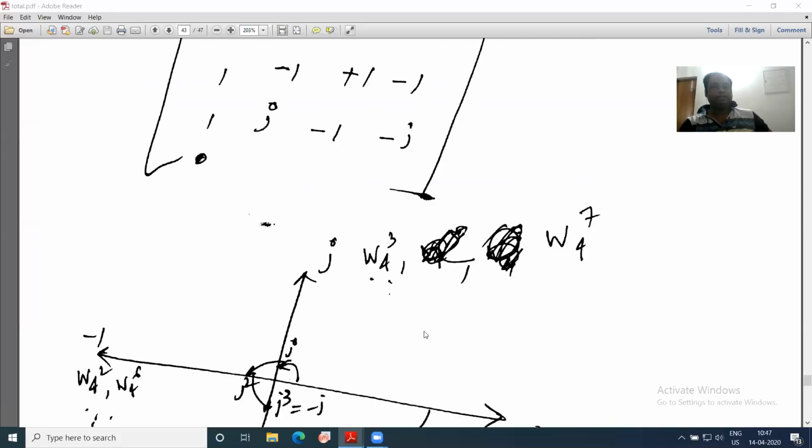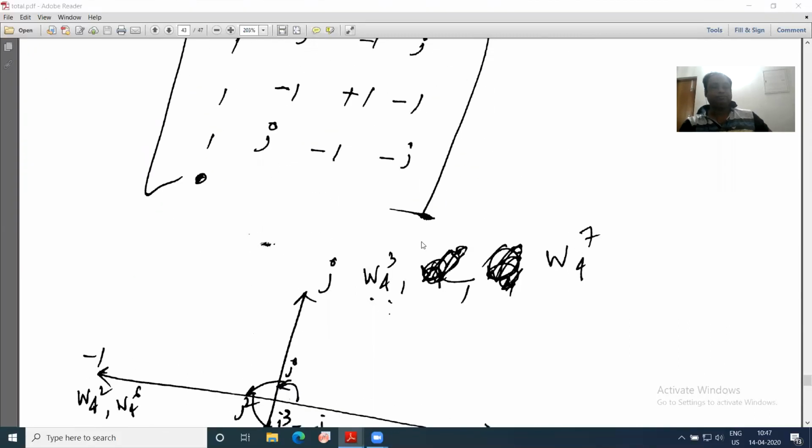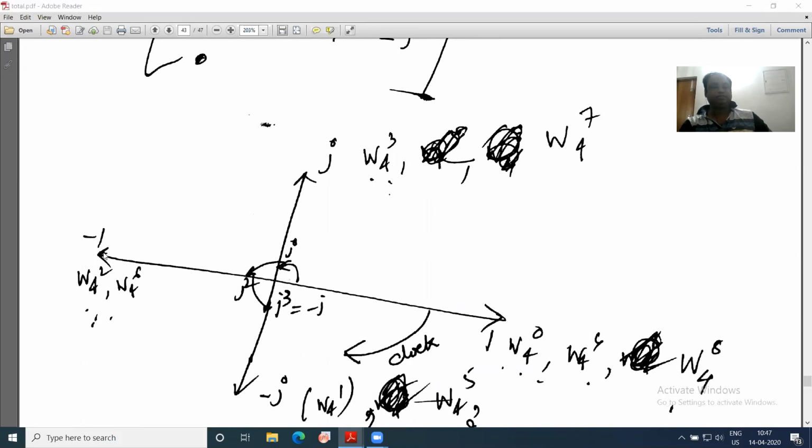Okay, and then W46 equal to -1. So if you move like that, W40, 0, 1, 2, 3, 4, 5, 6, 7, 8, 9, like that, you have to move clockwise, starting with W40, then W41, W42, W43, W44, like that. You have to move in the clockwise direction. Agreed? So if you move in the clockwise direction, then you can write the equation.